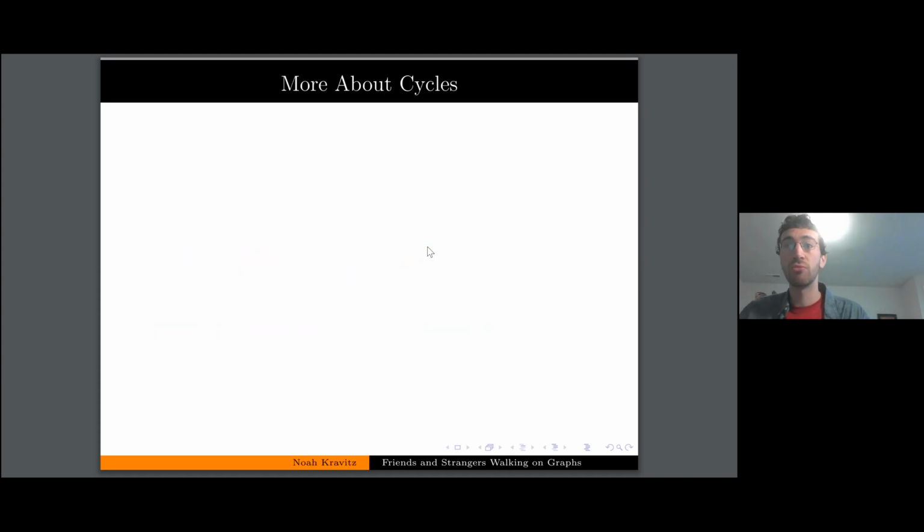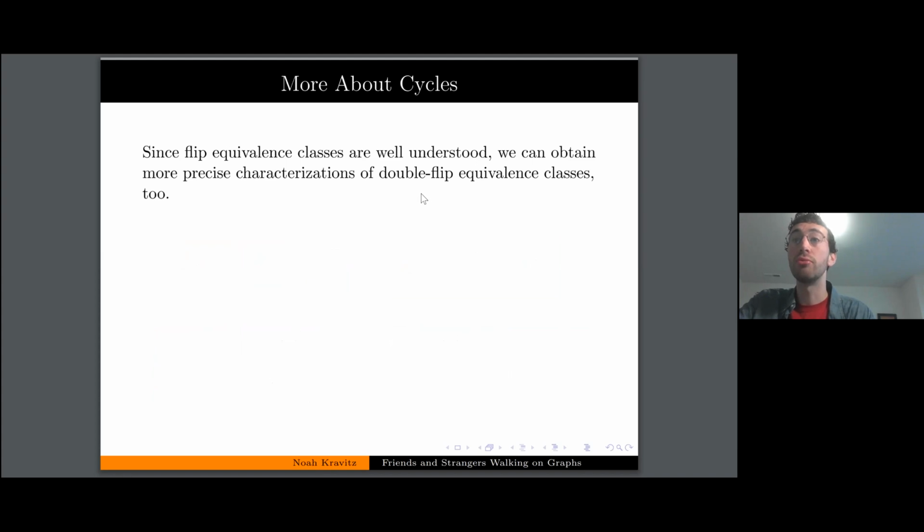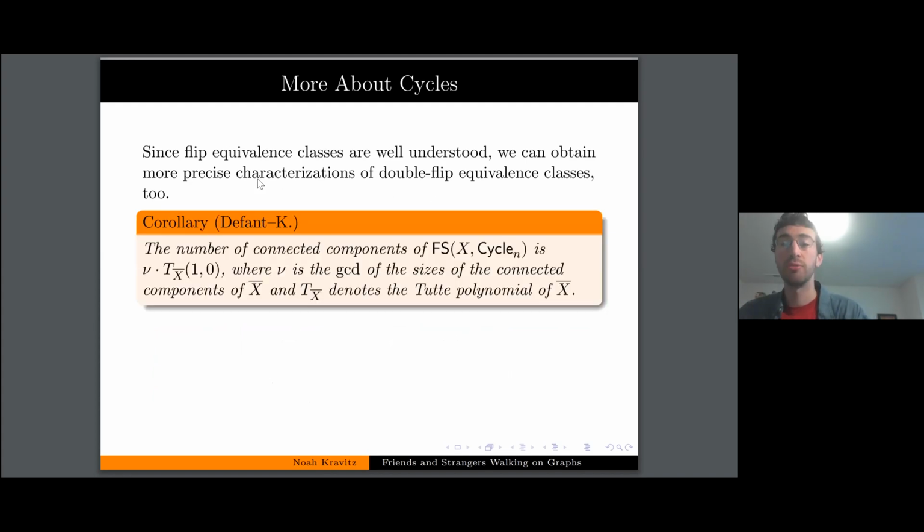Okay, so if I can return to what this says about our cycles, the idea is that we can use known results about flip equivalence classes. So we get the following corollary, which is that the number of connected components of the friends and strangers graph of X with a cycle, which is precisely the number of double flip equivalence classes, is nu times the evaluation of the Tutte polynomial of X bar at (1, 0), where nu is again the GCD of the sizes of the connected components of X bar. And this is just using the fact that this evaluation of the Tutte polynomial counts flip equivalence classes.